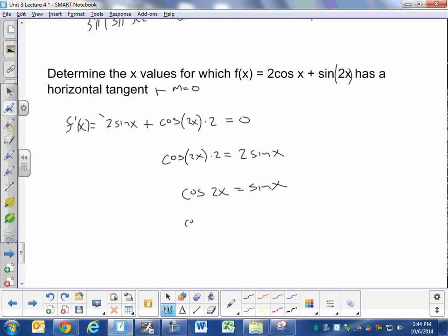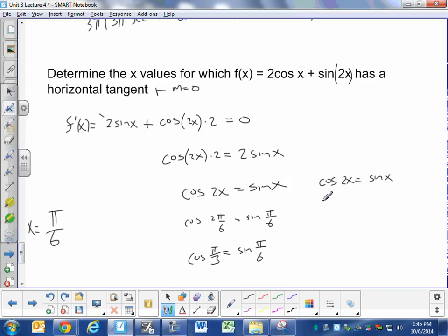So let me think about some values here, like pi over 6. Does 2 times pi over 6, which is pi over 3, equal the sine of pi over 6? So is the cosine of pi over 3 equal to the sine of pi over 6? My guess is yeah, because we're talking about a 30, 60, 90 triangle. So just cosine of pi over 3, that's 1/2. The sine of pi over 6, that is 1/2. So that works. Pi over 6 works. I don't think there's any way to solve this algebraically. It's almost just kind of guess and check.